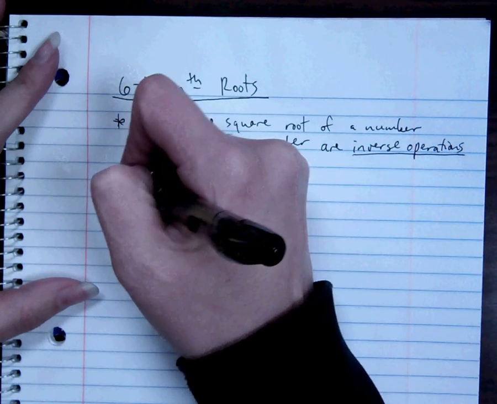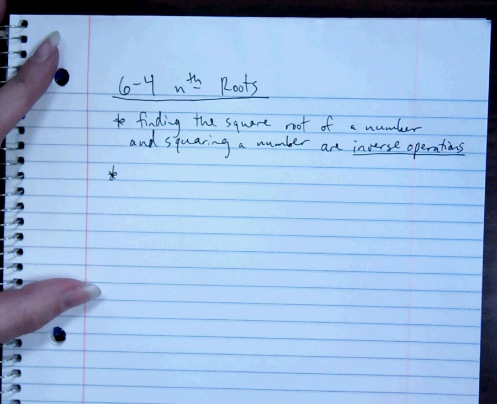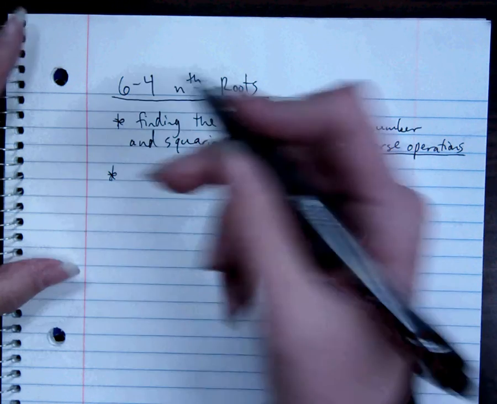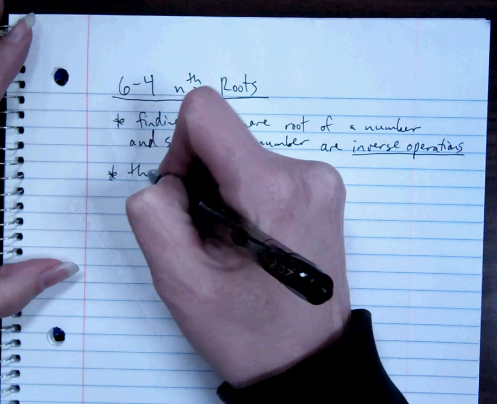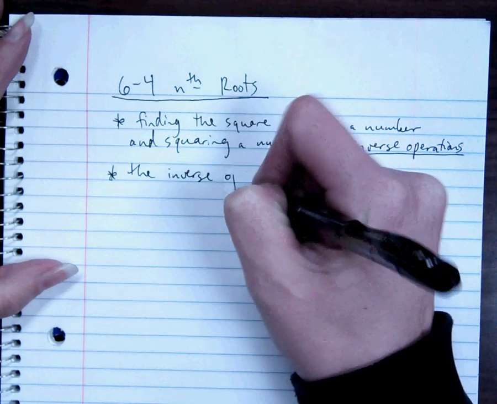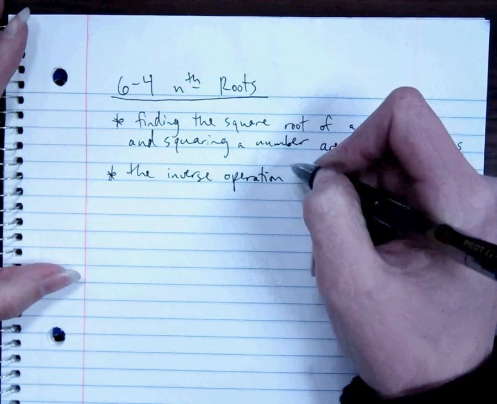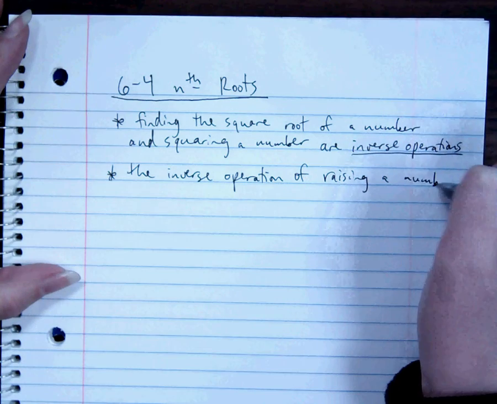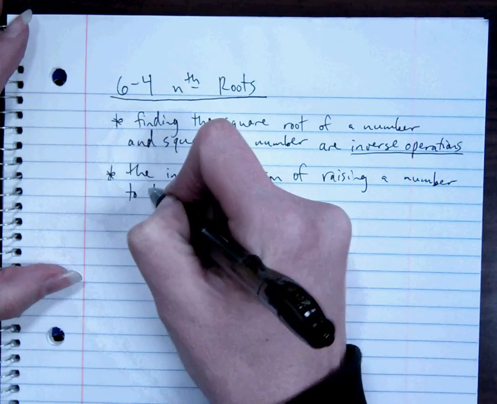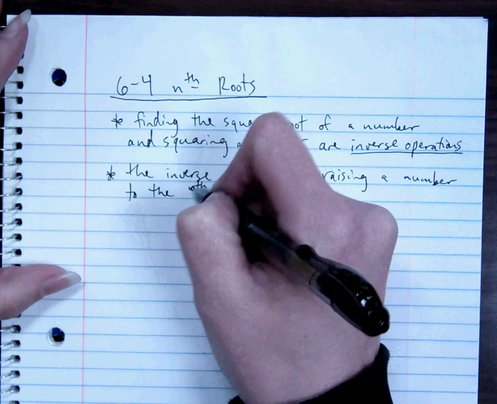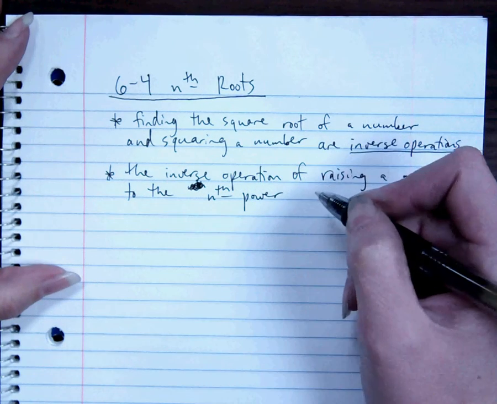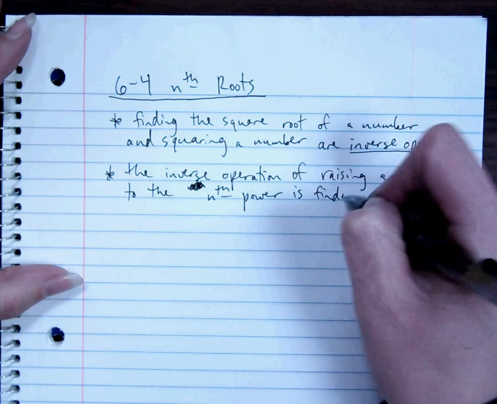So, going off that idea then, the inverse operation of raising a number to the nth power is finding the nth root of that number. So I'll write that down here. The inverse operation of raising a number to the nth power, oh, that looks kind of crazy, let's fix it, the nth power is finding the nth root.